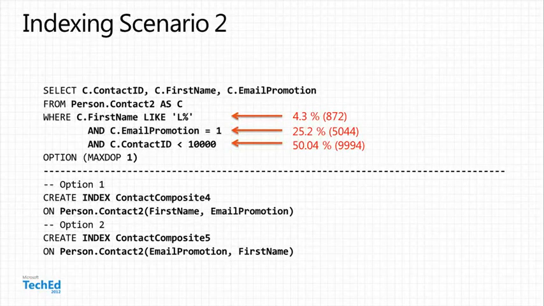Now, some show of hands. How many of you selected contact composite 4? How many of you? 50% of you? Okay. And how many of you selected contact composite 5? Okay. About 20%. That means the rest of you did not select anything? Okay. So if you still have to make a choice, make a choice.